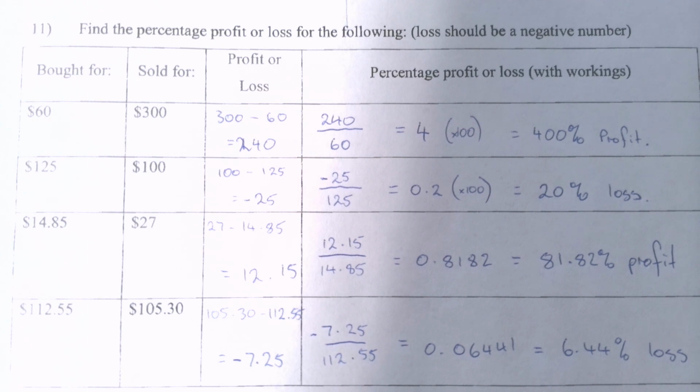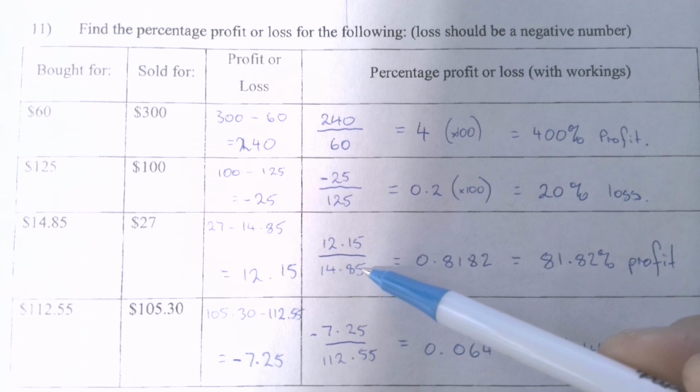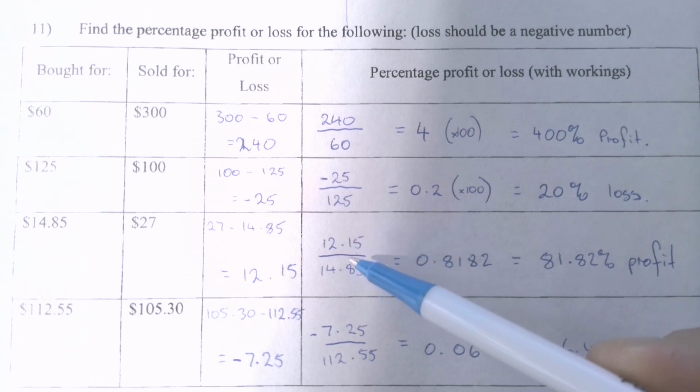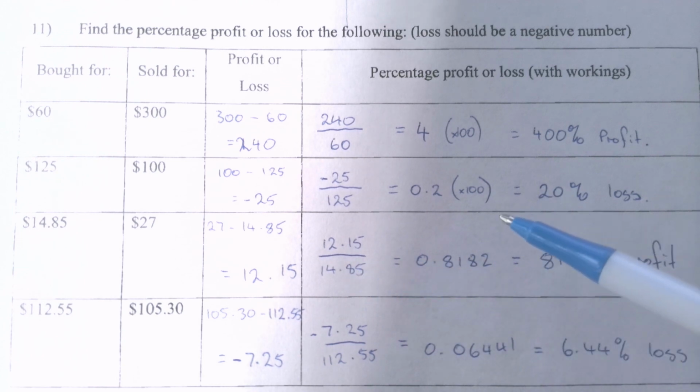The decimals don't change the system at all. You just put them into your calculator as you see them. Just remember that when you're looking at this as being a fraction, it's just this divided by this. So you can just dial 12.15 divided by 14.85 into your calculator and then convert it into a percentage.